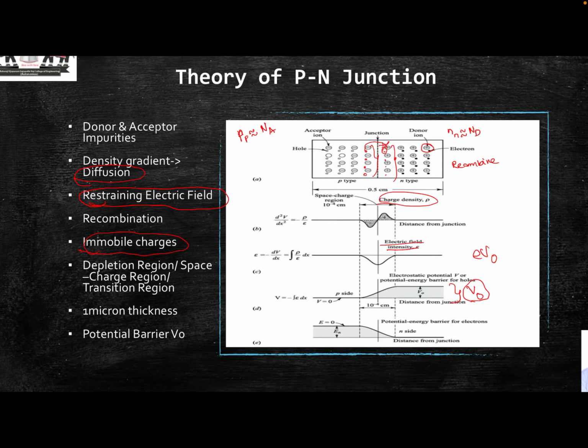Okay, now we shall see two configurations in which a diode can be connected. The first configuration we shall see is reverse bias. What is bias? Biasing is nothing but connecting an external supply. Here we are connecting the negative terminal of the supply to the P side and the positive terminal of the supply to the N side. Such a connection is called a reverse biased connection.